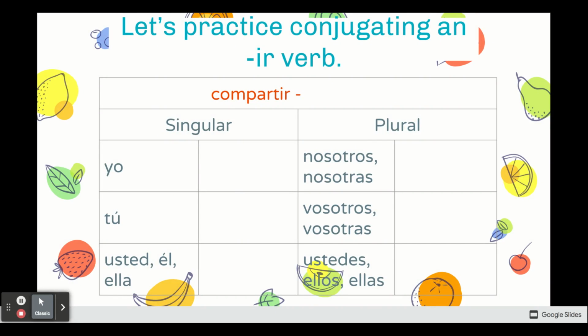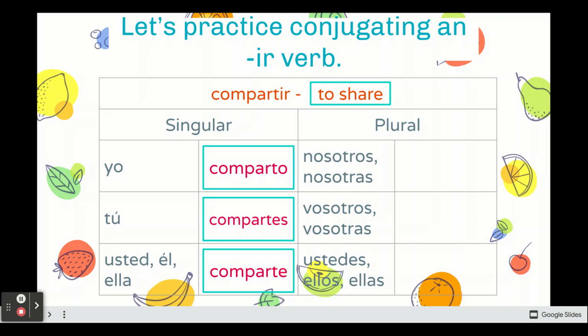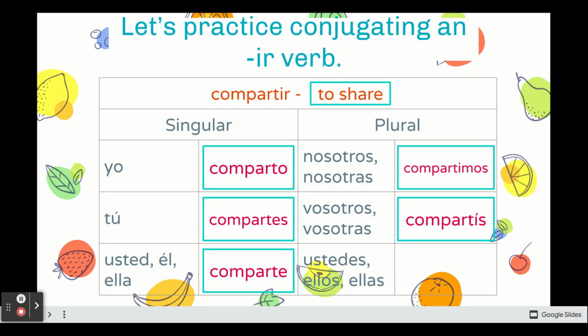Now for our IR verb, compartir, which means to share. This is another vocabulary word. Again, first step, take off your ending, which is IR. We know that compart is going to be our stem for every single form, and we're just going to be changing the endings. So yo is going to be comparto, tú compartes, usted o ella comparte. Now remember that nosotros and vosotros is where we change from ER verbs. So for nosotros, it's going to be compartimos with an I. Vosotros is going to be compartís. And then we're back to sharing with ER verbs with ustedes and ellos being comparten.